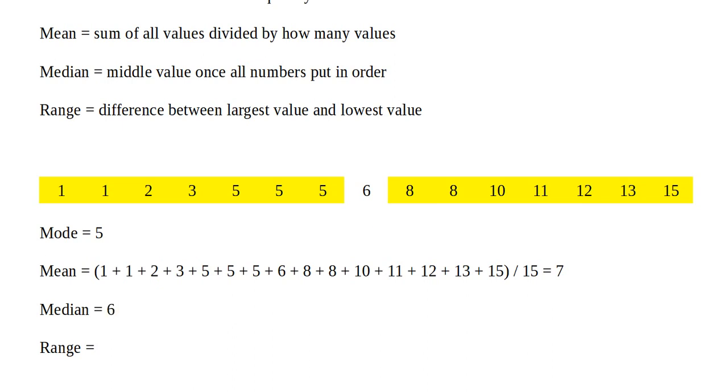And then the range, well, as before, 15 take away 1. And of course, that gives a range of 14. So mode 5, mean 7, median 6, each one of those between the lowest and the highest. And then the range gives us a feel of the distribution. We'll come on to that very soon. But there's more that we can do with this set of data.